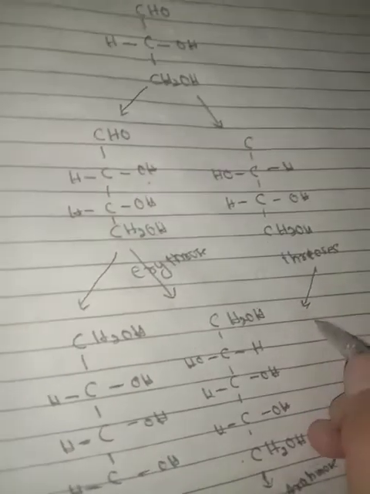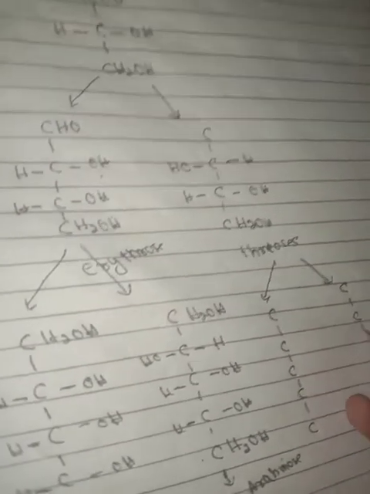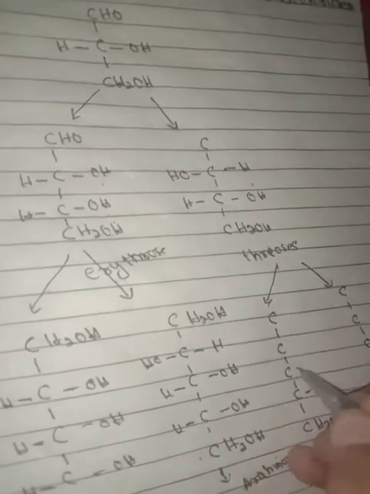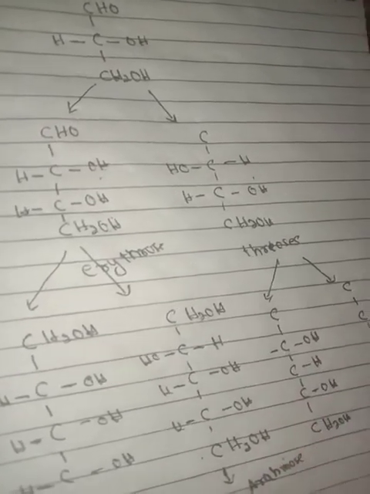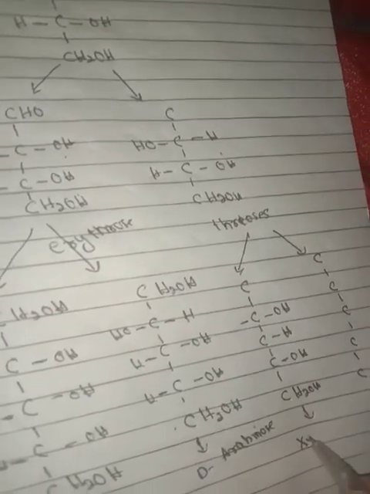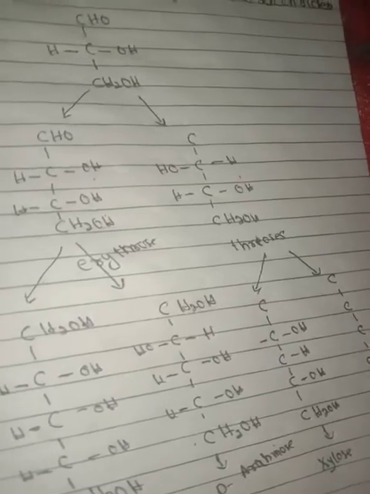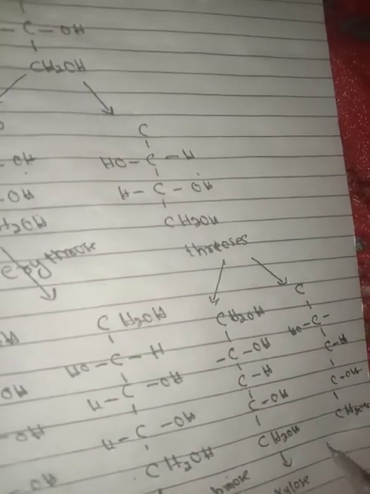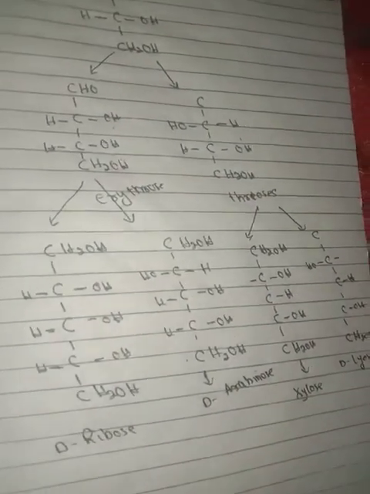Here also 5 carbon atoms, 1 2 3 4 and 5, just like CH2OH, OH, H. Now if OH is on the right side, it will be xylose. If the OH is on the left side, like CH2OH, this is the OH, this is the H, now if the OH is on the left side, it will be D-lyxose. This is for the 5 carbon atoms.